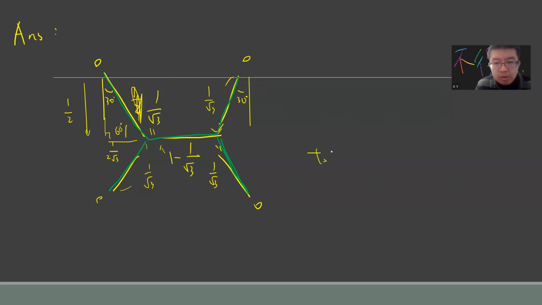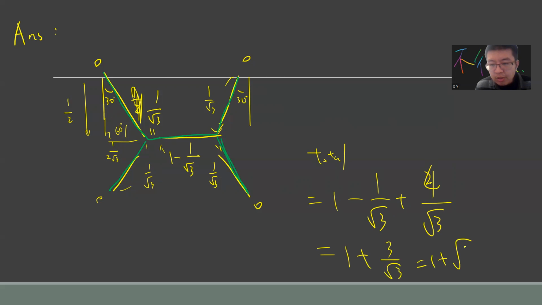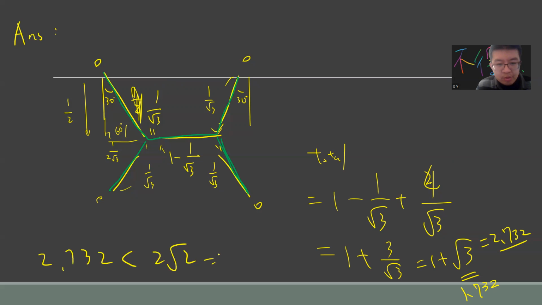So your total length is 1 minus 1 divided by square root of 3, plus 4 divided by square root of 3. So it's 1 plus 3 divided by square root of 3, which is 1 plus square root of 3. The square root of 3 is 1.732, so it's 2.732. 2.732 is less than 2 square root of 2, which is 2.828. So this green X is actually shorter than this. So indeed this is the solution.